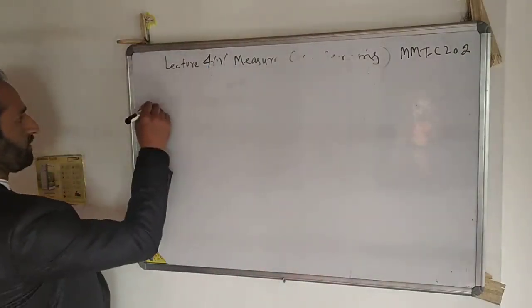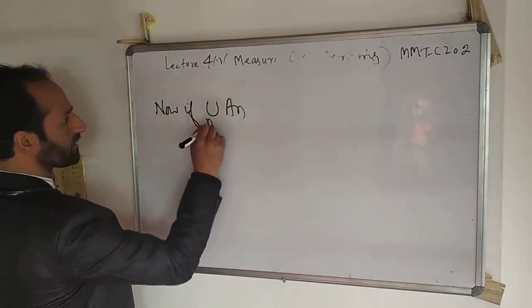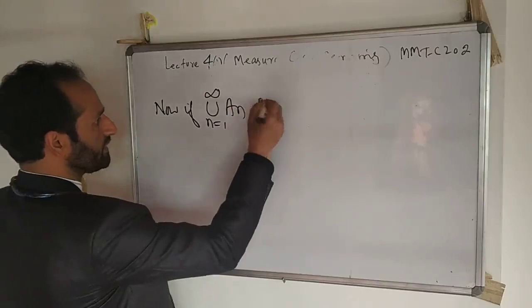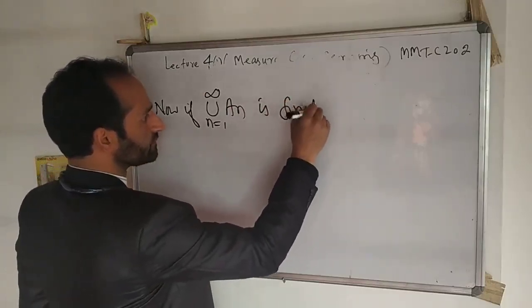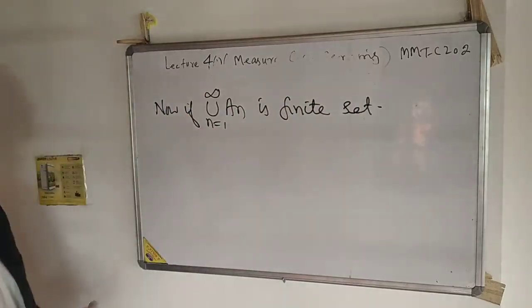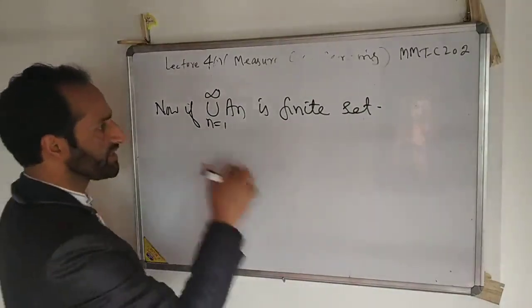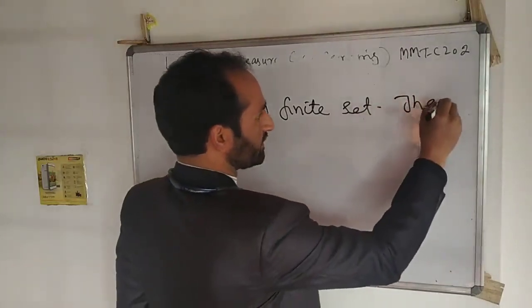Now, if the union of An, n running from 1 to infinity, is a finite set, then mu of the union is equal to the number of elements in this set. And these are also disjoint sets, and it's also finite. So there are only finitely many, then each An is finite. That's trivial.